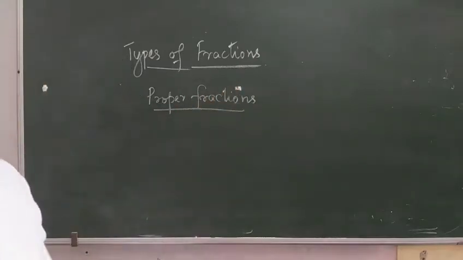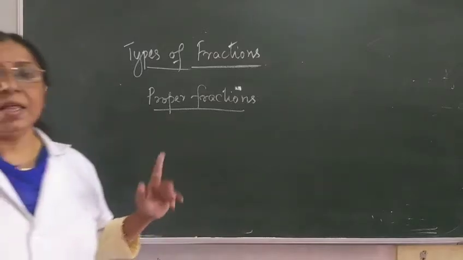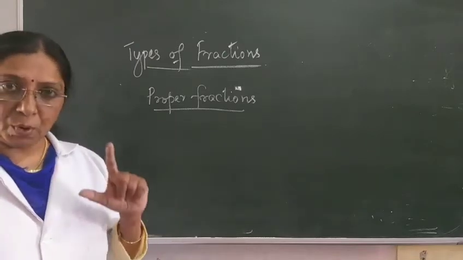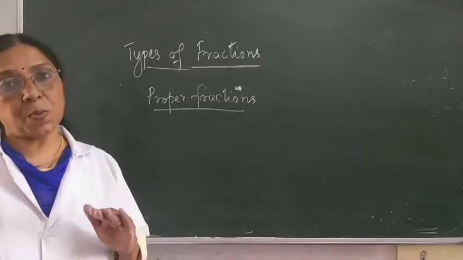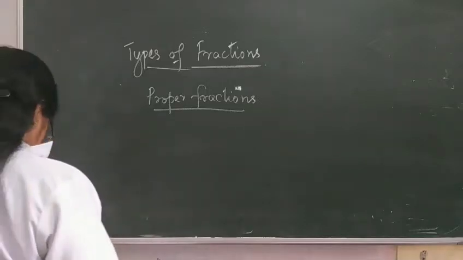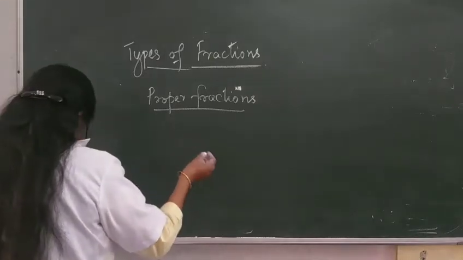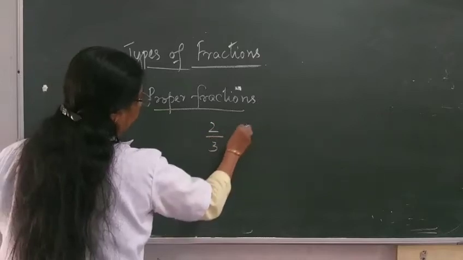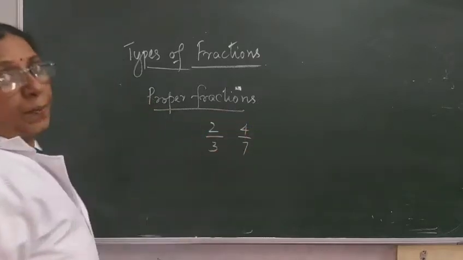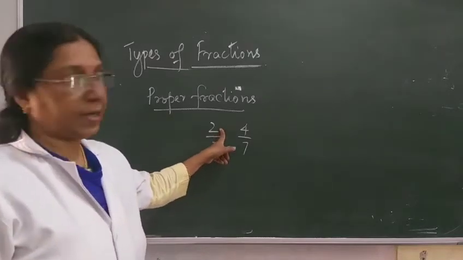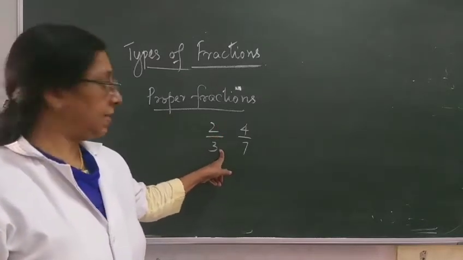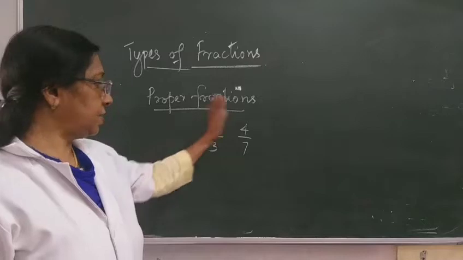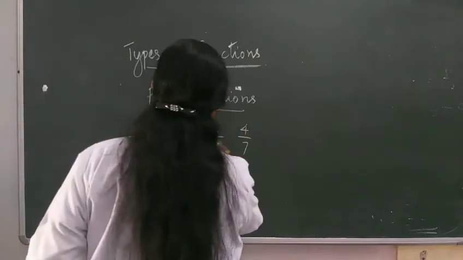See, in a proper fraction, the numerator is smaller than the denominator. Understood? Its example is 2 by 3, 4 by 7. These are called proper fractions. See here that this is the numerator. This numerator is smaller than the denominator. Here 4 is the numerator, that is less than 7. Such fractions are called proper fractions.